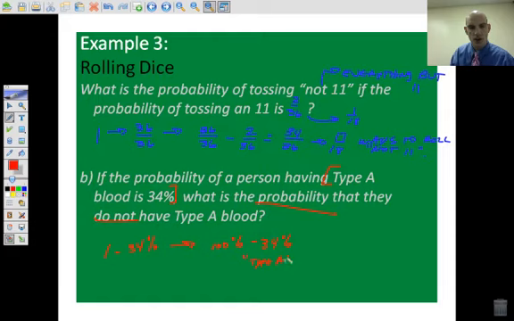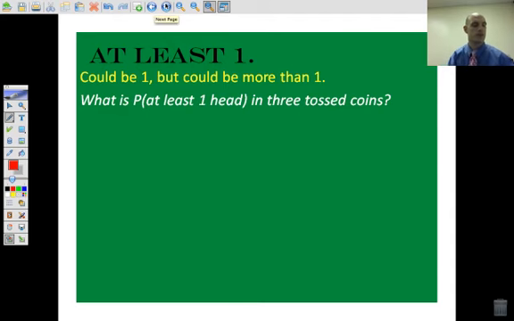And what's left over is everything else. So there's a 66% chance that they do not have type A, because we subtracted the chance that they do have type A. So instead of considering type B, type O, type AB, type A negative, type B negative, all those possibilities, we said just take away what you want and whatever's left is what you are looking for.